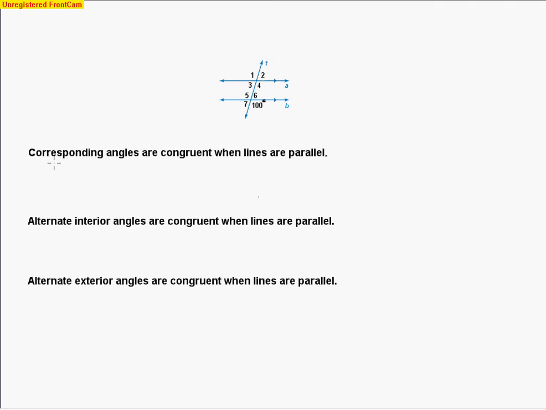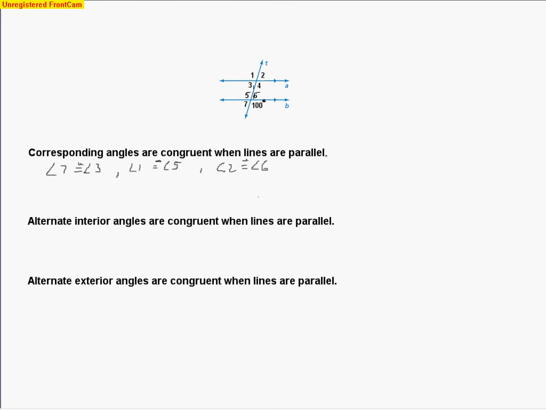Well, let's take a look at angle 7 here. Angle 7 corresponds to 3. Corresponds means that they are in the same location. And so I'm just using the symbol for congruency here. So 7 and 3 are corresponding. We also have angle 1 and angle 5. Those are corresponding angles. So 1 and 5, same location. So we have two more. Angle 2 and angle 6 are corresponding.